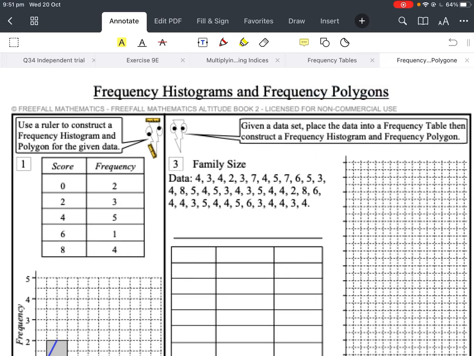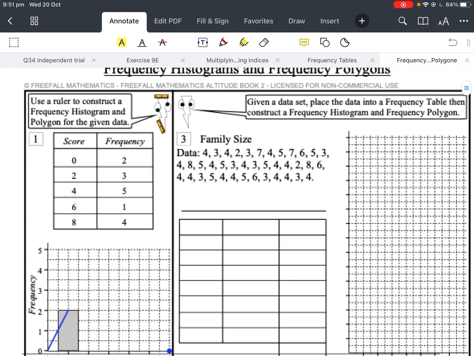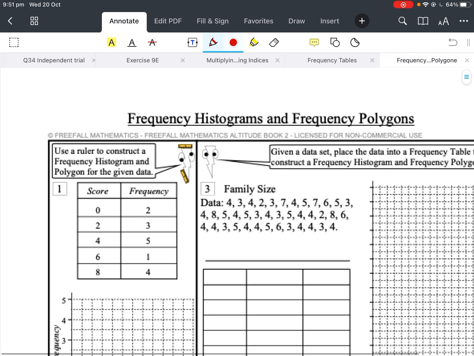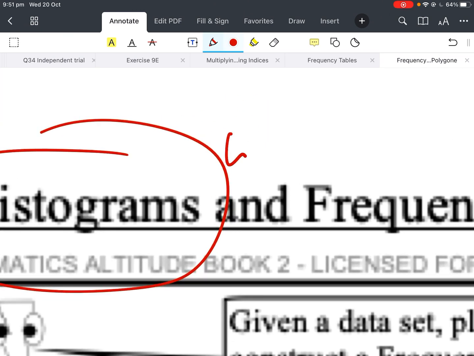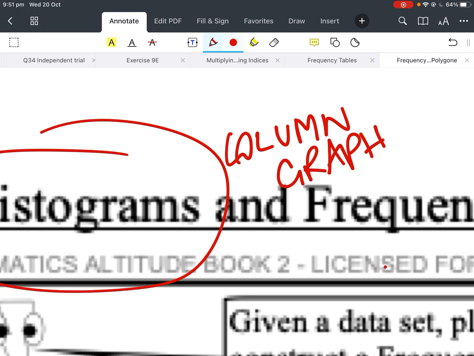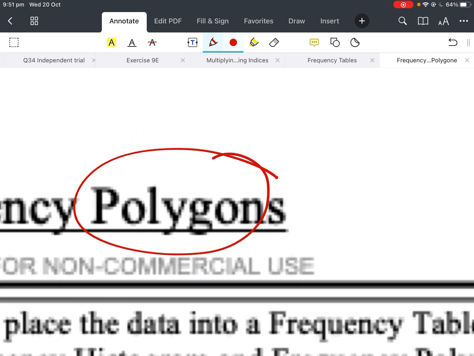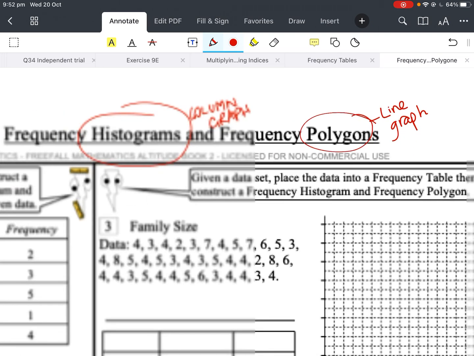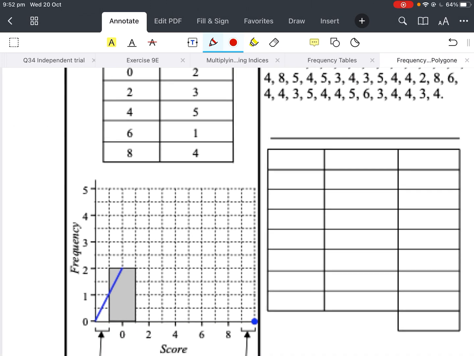Hi students, here is how to do the sheet on frequency histograms and frequency polygons. You've already just done a sheet whereby hopefully you've filled in the frequency table. So now we're going to learn how to create the column graph. A histogram is pretty much just a column graph, okay, with some little tricks up the sleeve, and a polygon is just the line graph where you join all of the tops of the columns together.